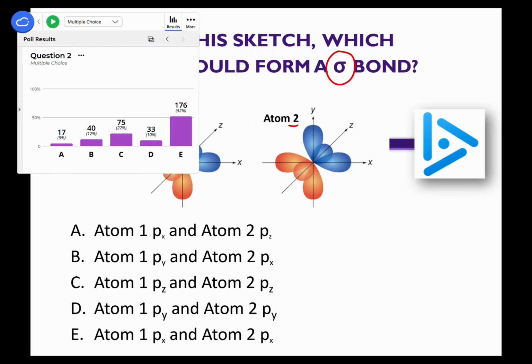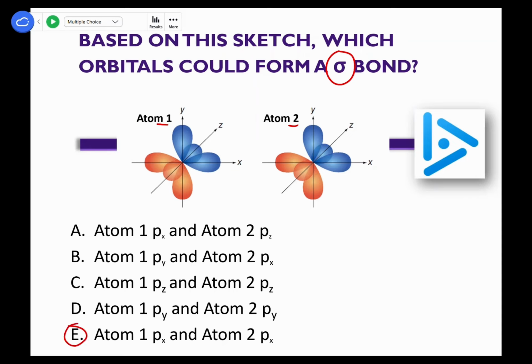Okay, we're quite split here. That is interesting. Maybe it's just really small to see, which would be fair. I'm going to go with E as the correct answer. Popular by just a little bit, meaning px and px.